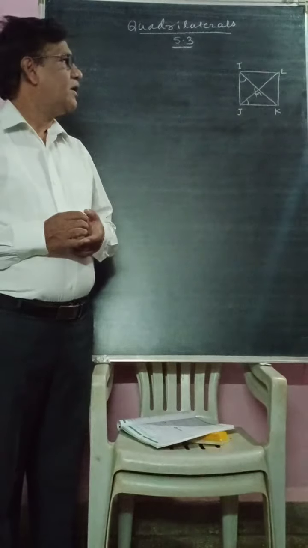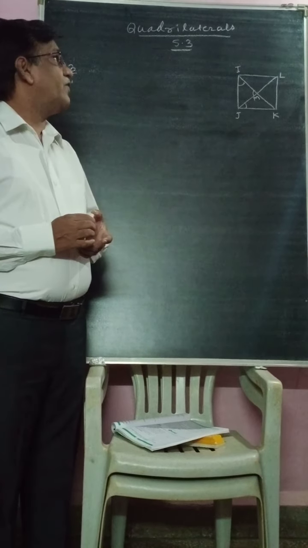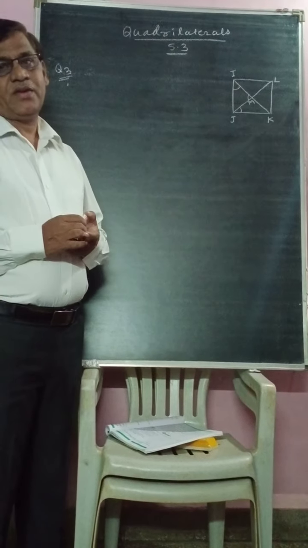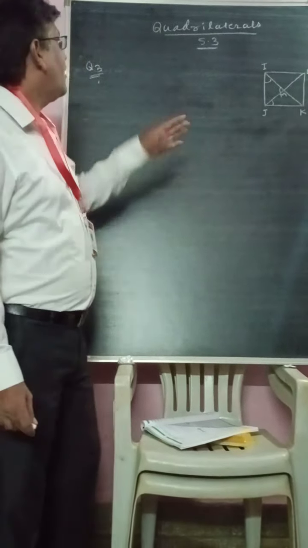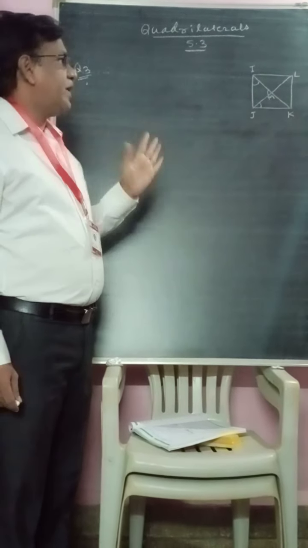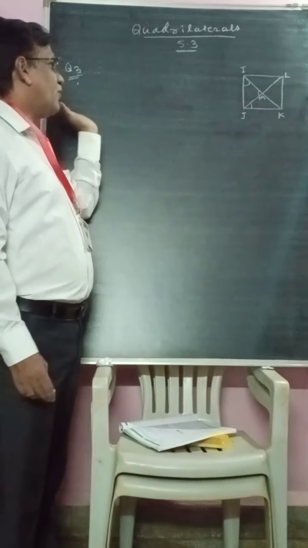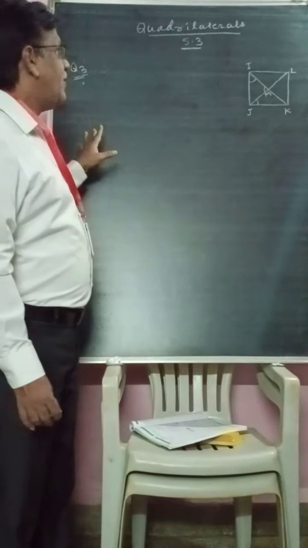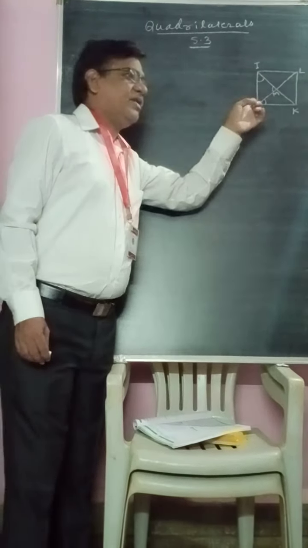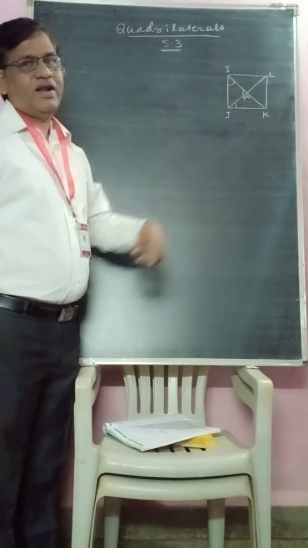In the previous geometry lecture, we started exercise 5.3, and we completed question number 1 and 2. Now we have to start question number 3. In 5.3 question number 3, a square IJKL is given. This is the square.